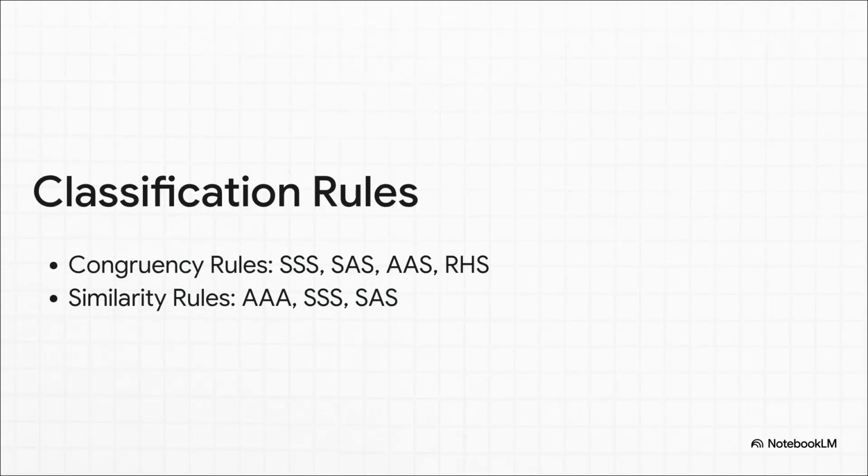Now, to actually prove these relationships, we use specific classification rules. Think of these as the DNA of geometric logic. For congruency, we rely on rules like side-side-side or side-angle-side. And hey, we aren't just memorizing alphabet soup here. These are highly powerful foundational tools used to logically deduce structural relationships. They're the undeniable laws that let an engineer say, yes, for sure, these two support beams are going to behave exactly the same way under pressure.